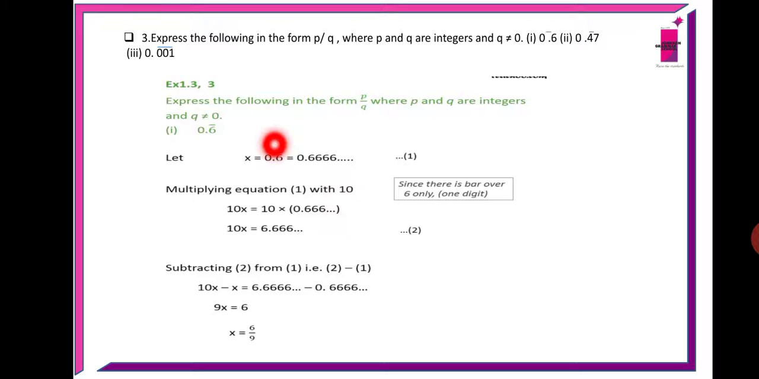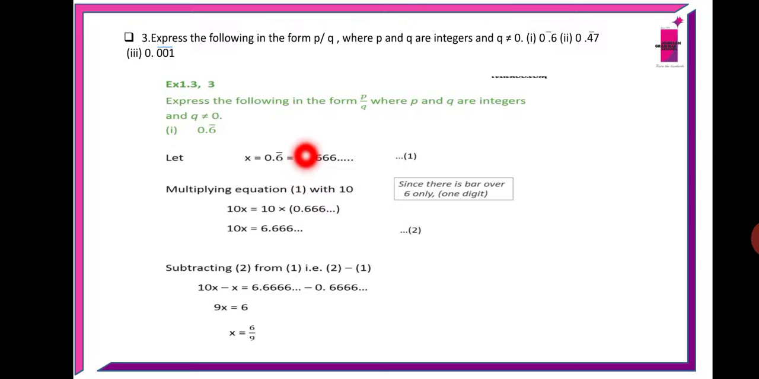The repeated term is 1, so you are multiplying with 10. You will get 6.666. If the repeated terms are 2, you are multiplying with 100. Since there is a bar over only 6, we are multiplying with 10.